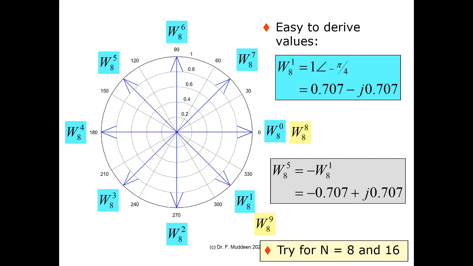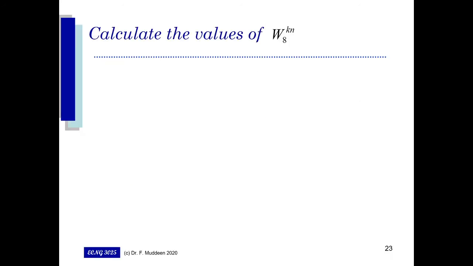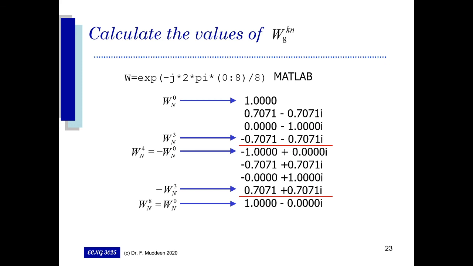One thing you need to try is, instead of this 8-point DFT twiddle factor, calculating the 16-point twiddle factor and seeing how it overlays, and you may see some similarities. If you want to calculate the twiddle factors and you're using MATLAB, this is the MATLAB code for it. It will generate all the twiddle factor values for you in one shot, and this is quite effective for practice.